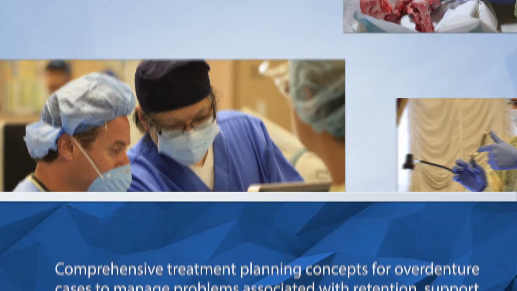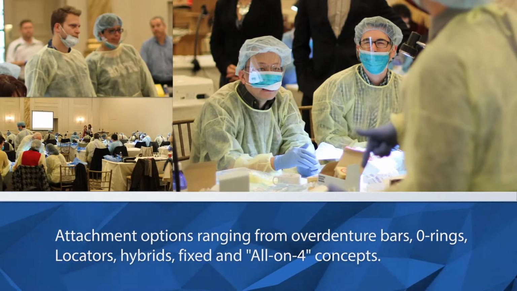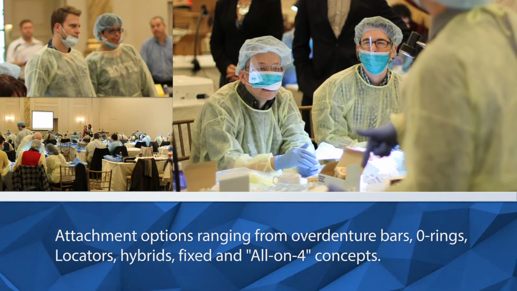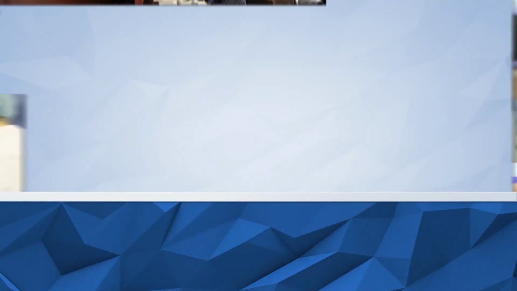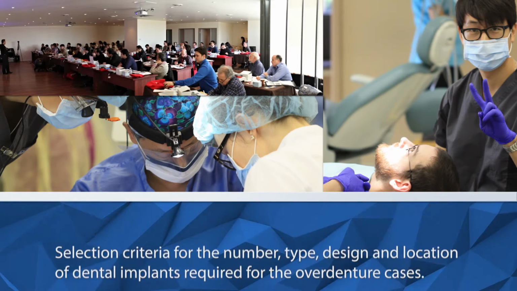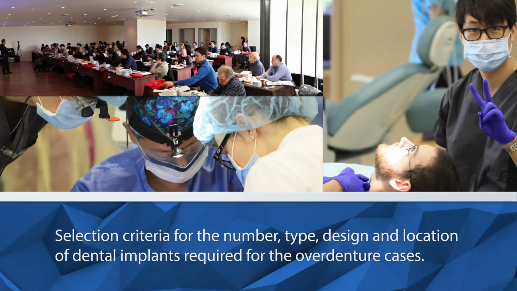We want to also cover the different types of attachments, ranging from specific individual attachments of locators and balls versus bars. And then finally, as part of this reconstruction, we want to talk about fixed options such as the teeth in a day or all-on-4 fixed treatment options. We'll evaluate the case selection criteria. We'll also review the diagnostic evaluation form for these types of full mouth reconstructions with implant overdentures and prosthetics.